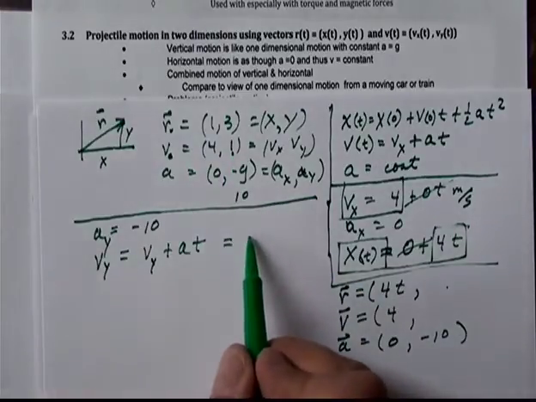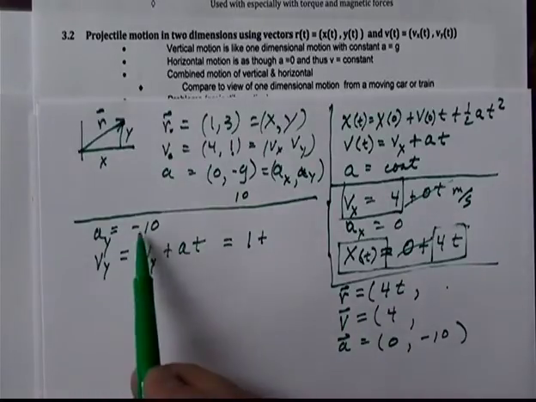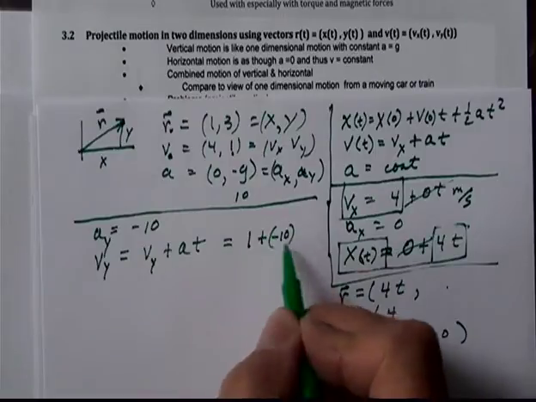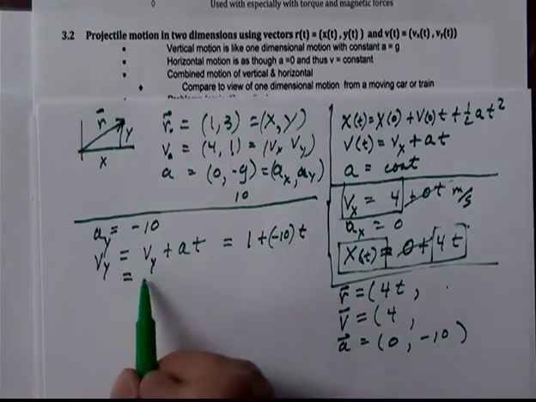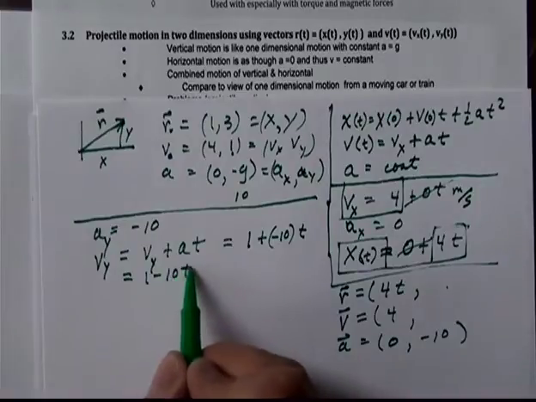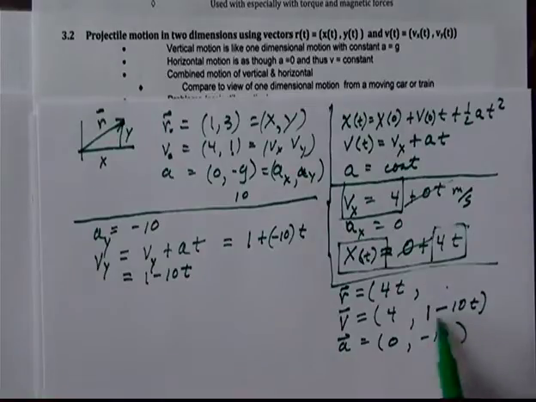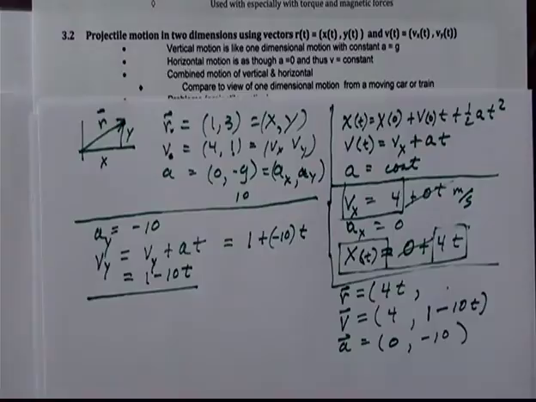So this is going to be equal to 1 plus the acceleration times time. Well, the acceleration is minus 10 times t. So this gives us a velocity of 1 minus 10t. And we can go ahead and put that in over here for this component. It is going to be 1 minus 10 times t, and that's going to give us our velocity in the y direction. The velocity in the y direction is given by this.